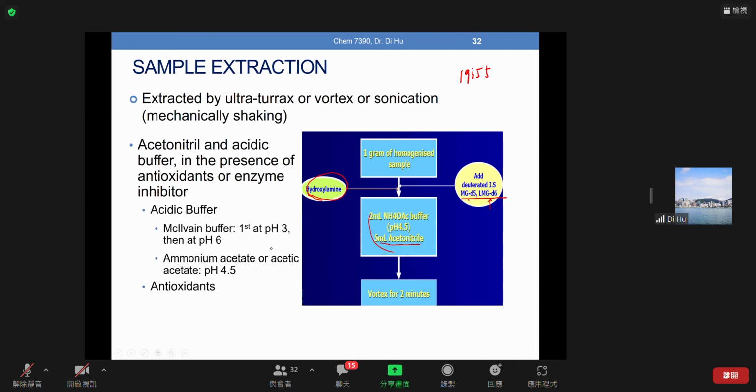Okay, and then for a different acidic buffer, we say here using ammonium acetate. It can use acetic acid as well, with pH around 4.5, but McIlvaine buffer can be used as well. The antioxidants. Okay, so it's this one, the antioxidants.